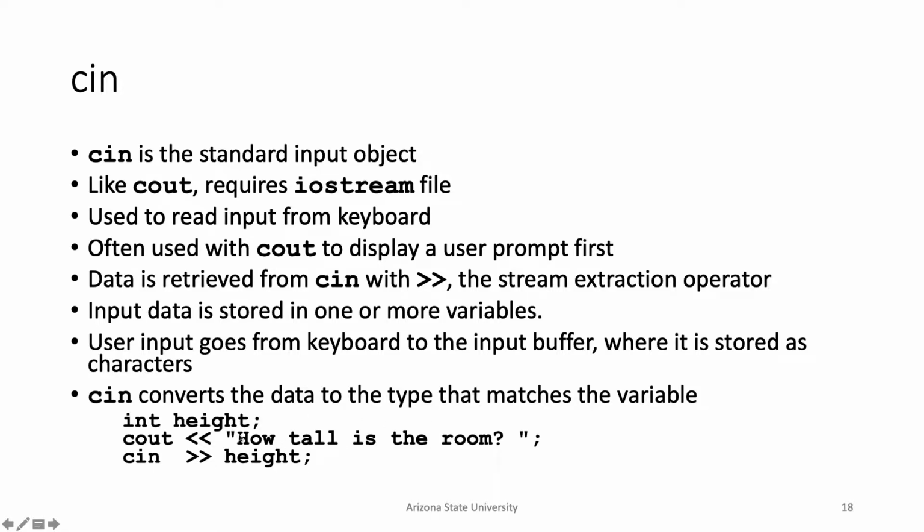So this is just an example of how this works. I declare a variable called height of type int. Then I'm going to print to the user how tall is the room, and then I'm going to cin height. So if I run this, it's going to immediately print the cout statement and then just hang there waiting for me to enter the input. I'm going to type on the keyboard, and when I push the enter key, then all of whatever I just entered passes through cin. So it waits for me until I push the enter key.